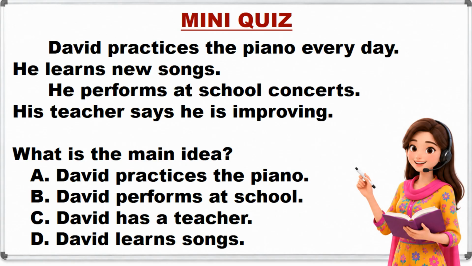Question 3. David practices the piano every day. He learns new songs. He performs at school concerts. His teacher says he is improving. What is the main idea? A. David practices the piano. B. David performs at school. C. David has a teacher. D. David learns songs. Answer, A. Explanation: The other sentences explain the results of David's regular piano practice.